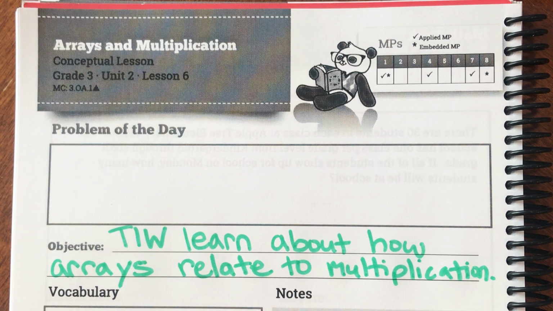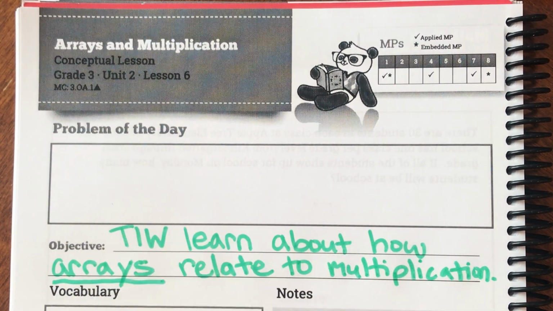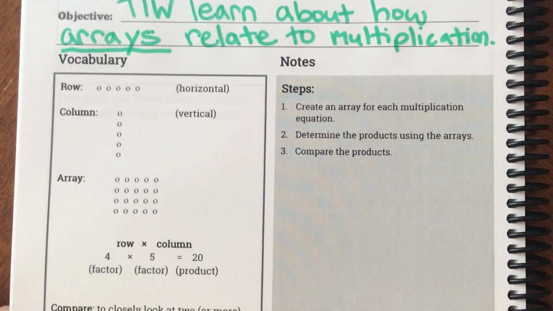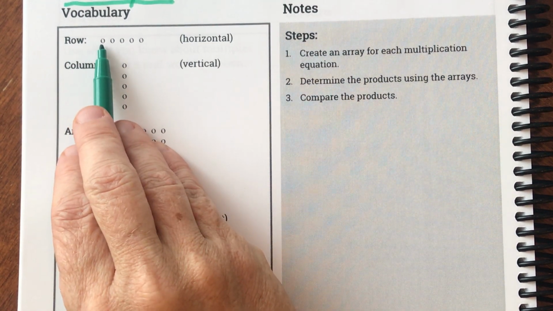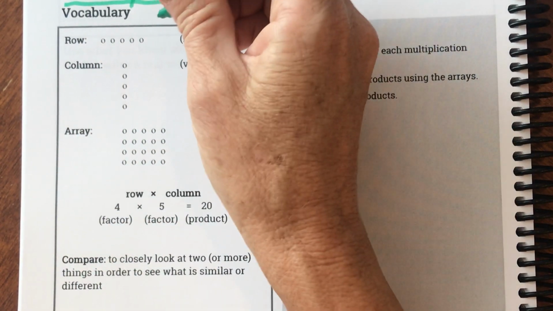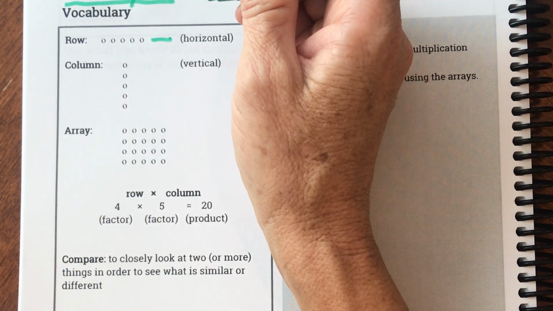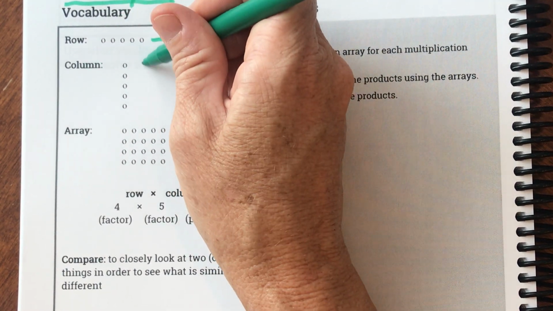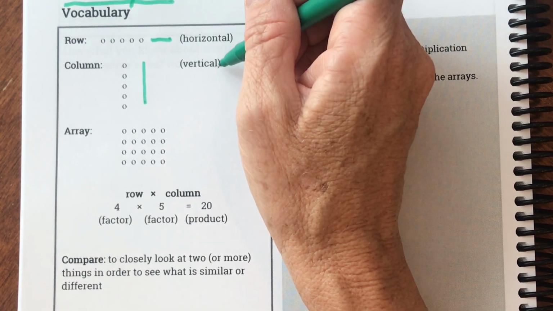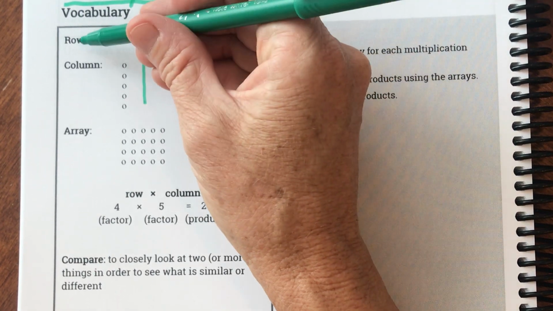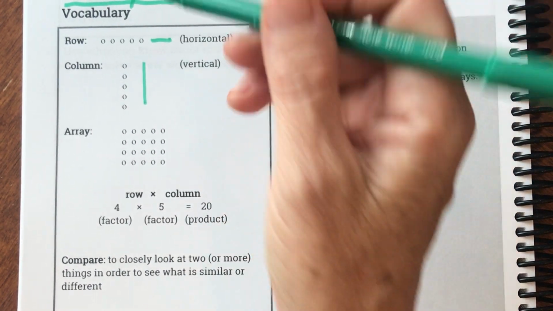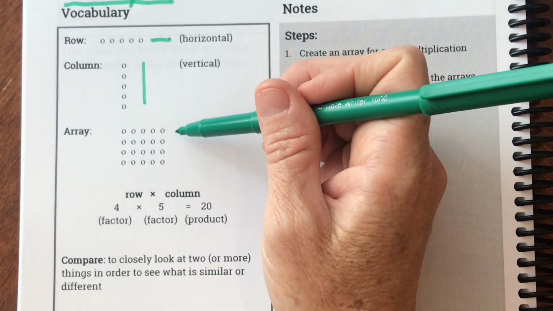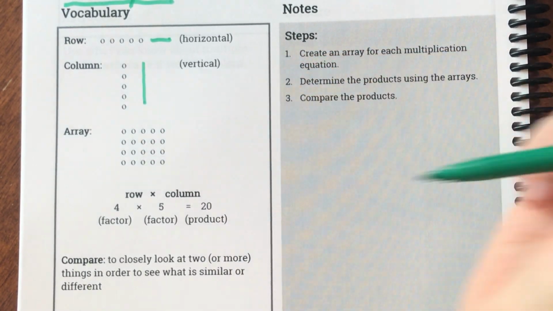Okay, so let's look at what these arrays are. This is the big part of our lesson, is what is an array? Okay, so let's look at our vocabulary with our steps. So first they're letting us know what a row is. A row is horizontal, so rows go this way. A column is up, down, or sometimes we call it vertical. So you're going to hear me say the words row and column a lot. Okay, an array is when I put those together, and it's pretty much kind of like a visual model.